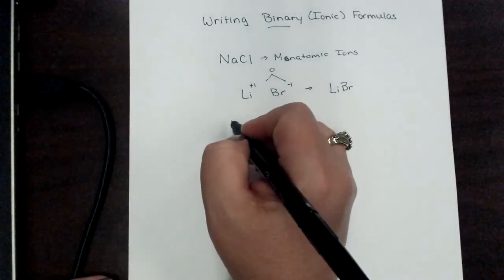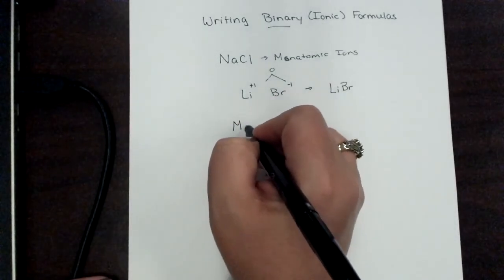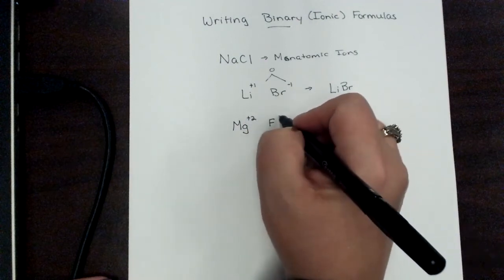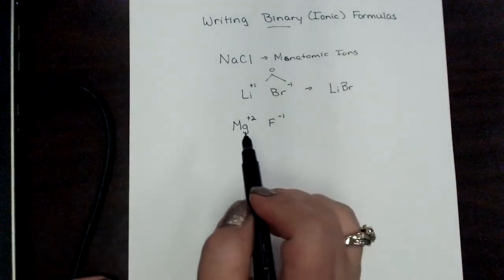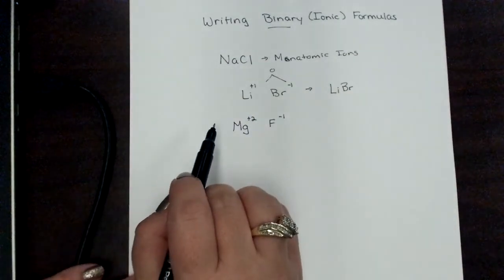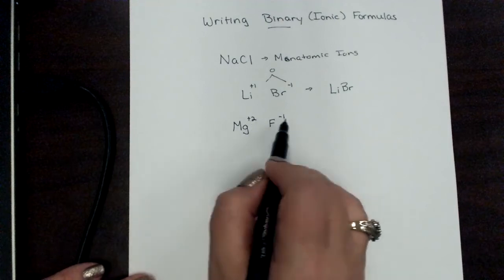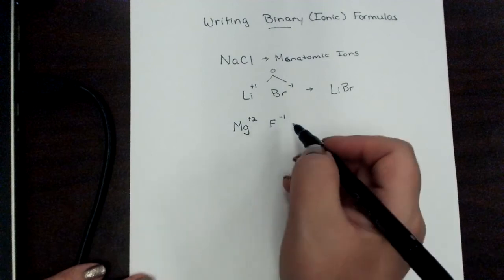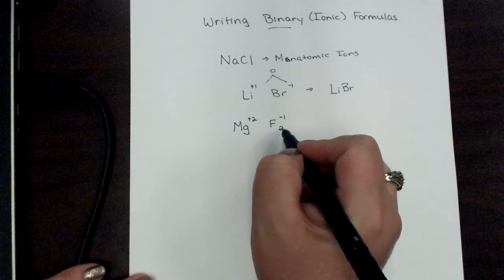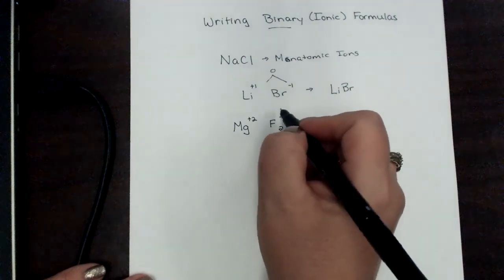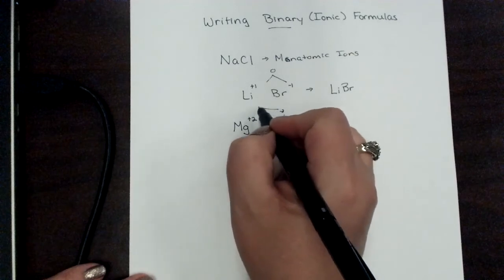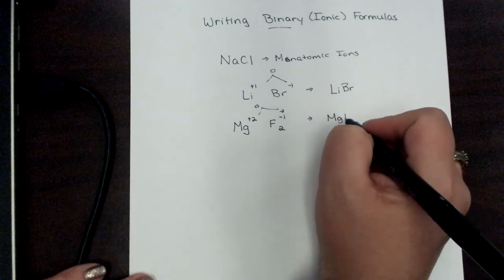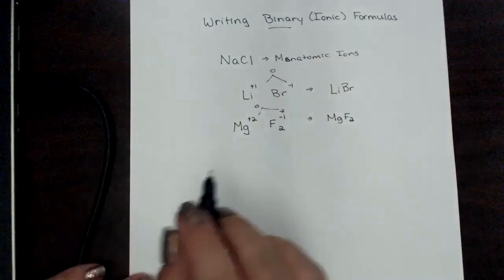So let's do one that doesn't work out quite so easily. Magnesium and fluoride. Magnesium is a +2, fluoride is a -1. Well, +2 and -1 do not balance out, okay? In order for me to cancel out this +2, I need this to become a -2, which means I would need 2 of these fluorines. So I could put a 2 right here. Now 2 times -1 is a -2, and they balance out to 0, which would give me the answer of MgF2.